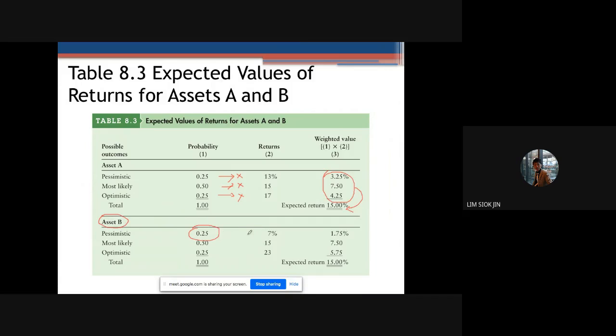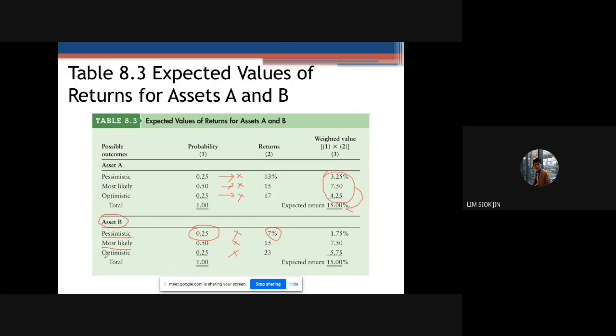So this is bad business. The likelihood it will be bad, then the return will be only 7%. So I will sell durian online, but I only get 7% because the response may be bad. Pessimistic means bad, negative response. Most likely means good. If people do buy durian from me, then my response is good. I get 15% return. And if my response is very good, my return will be 23%.